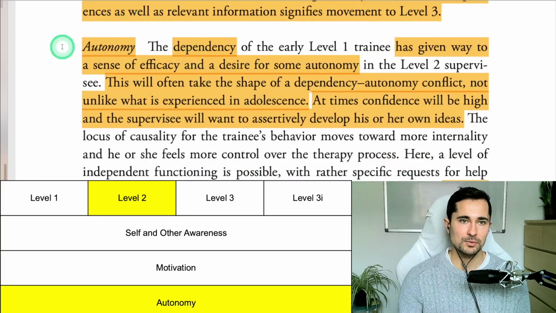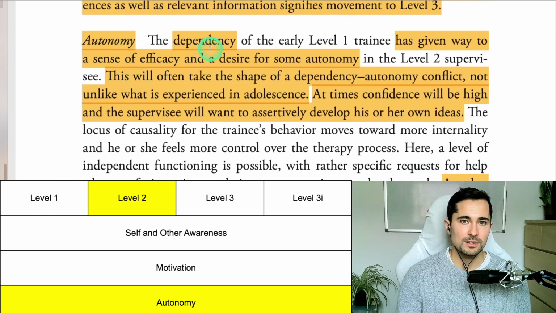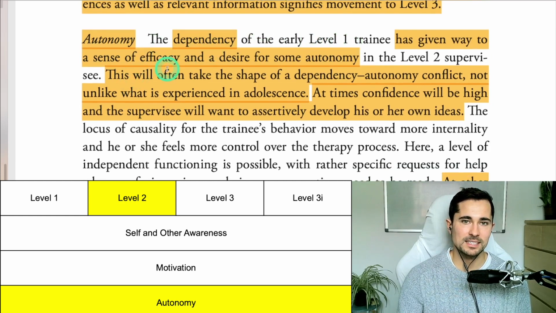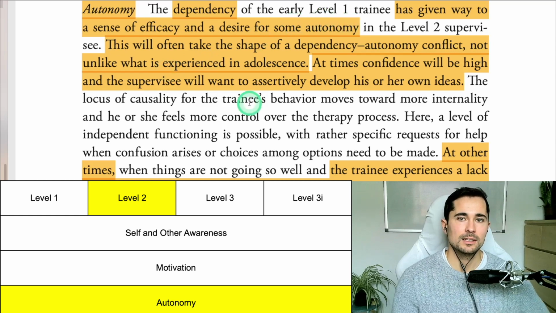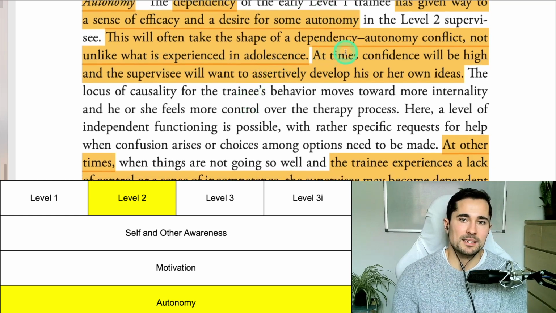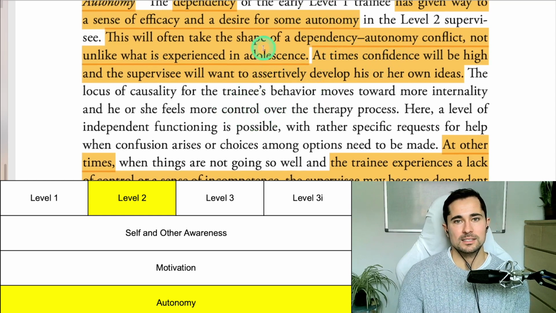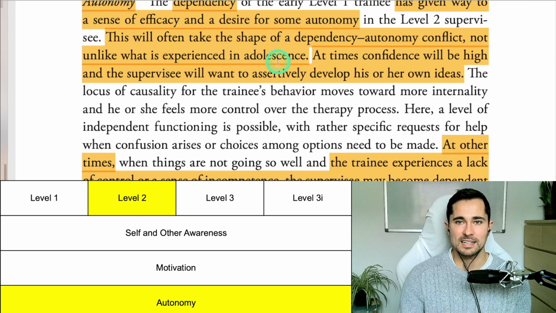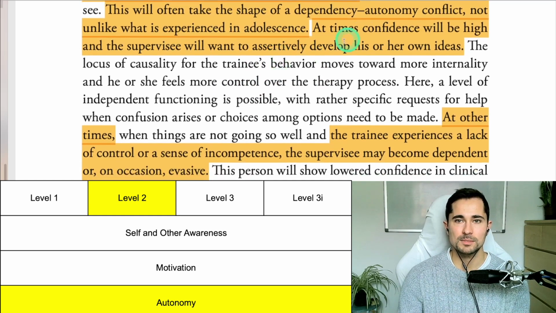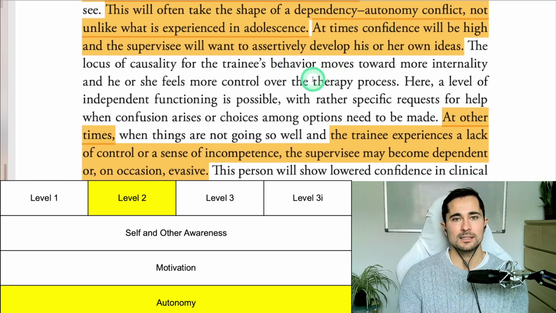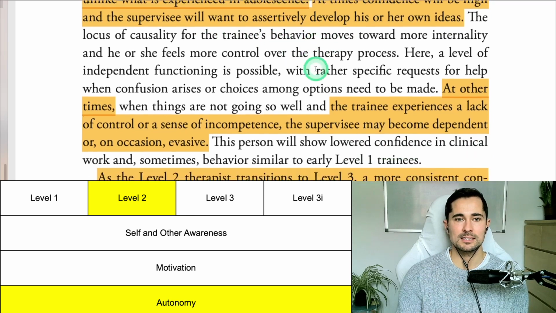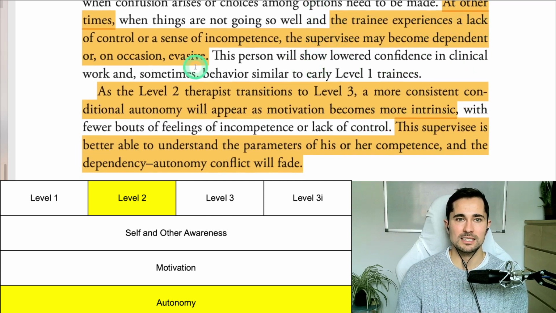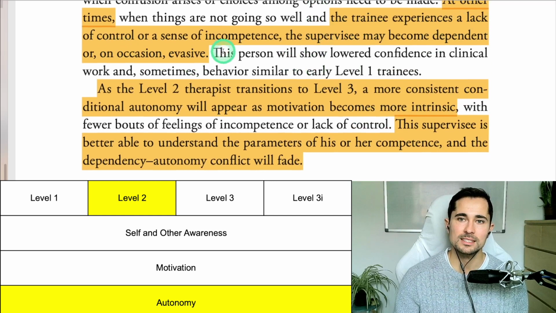And finally, in level 2, autonomy, the dependence of level 1 has given way to a sense of efficacy and a desire for some autonomy. This often takes the shape of a dependency-autonomy conflict, such as takes place in adolescence. Sometimes confidence will be high, and the supervisee will want to assertively develop his own ideas. At other times, the trainee experiences a lack of control or sense of incompetence and becomes dependent or even evasive.